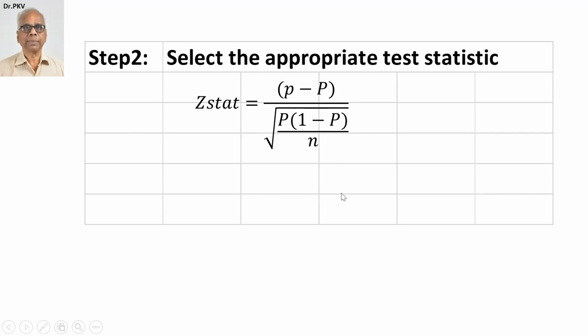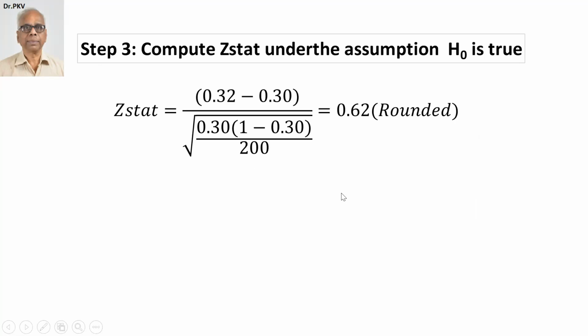Let us see the third step now. Compute the Z-stat under the assumption H0, the null hypothesis, being true. So Z-stat is equal to sample proportion 0.32, minus the hypothesized population proportion 0.3, divided by square root of 0.3 into 1 minus 0.3 upon 200. When you simplify, you get 0.62 as the final value rounded to 2 decimal places.